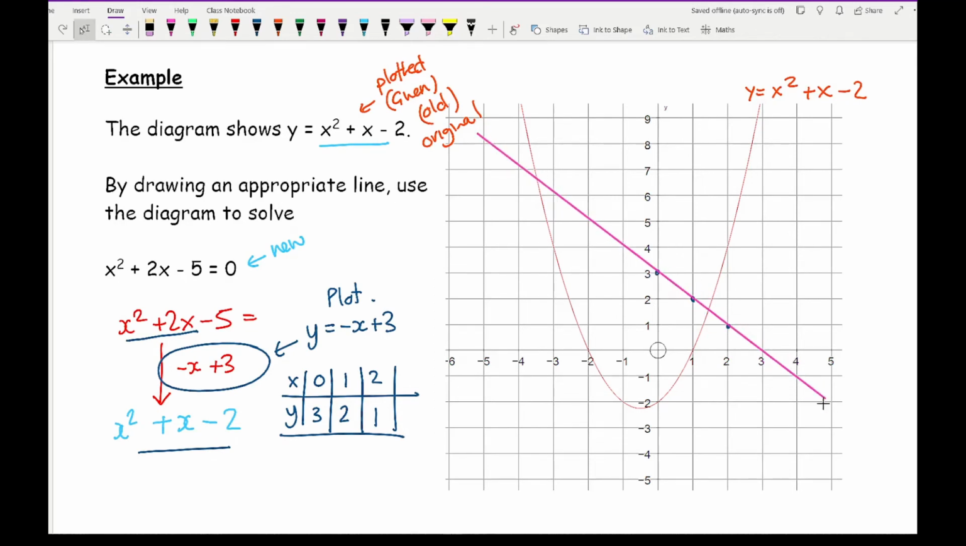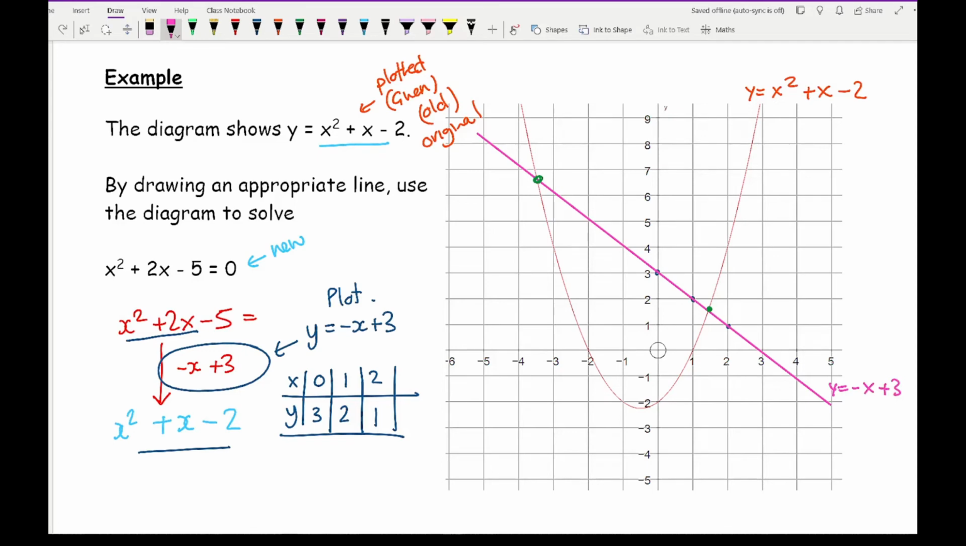So you want to basically extend your line so it goes through as much of the axis as possible. So as you can see, I've got two intersection points. I've got an intersection point here, and I've got an intersection point here. Now one thing I did forget to do is label this line. So y equals minus x plus 3.